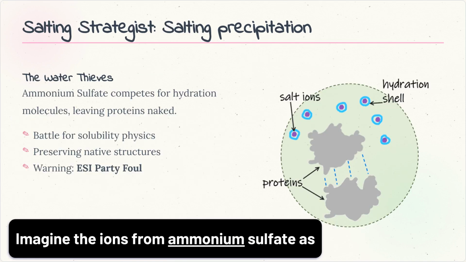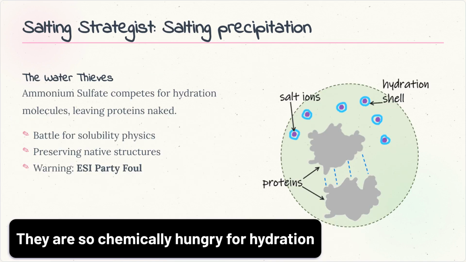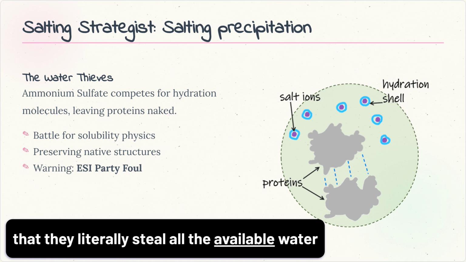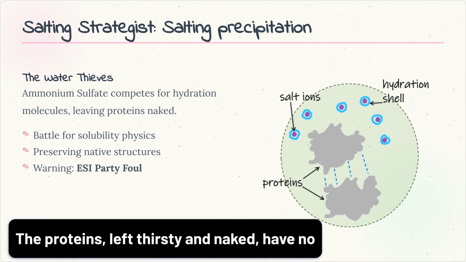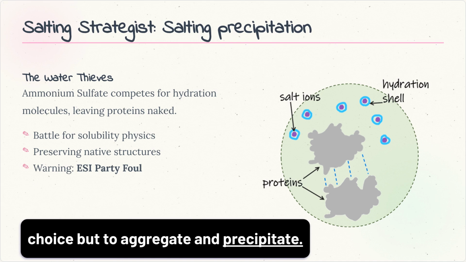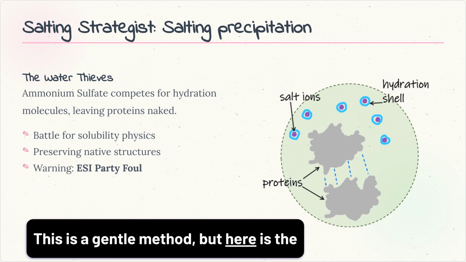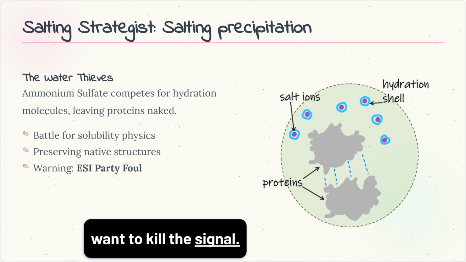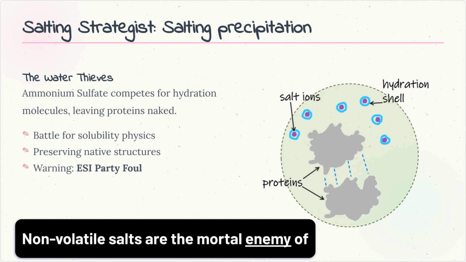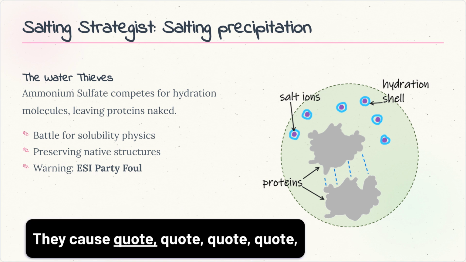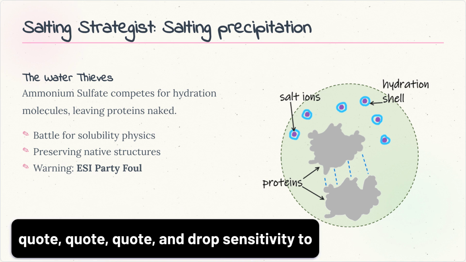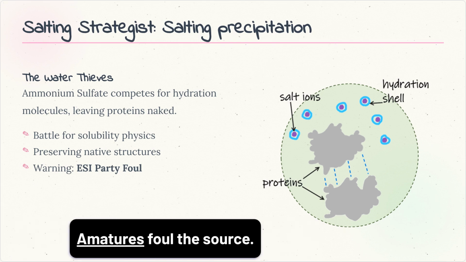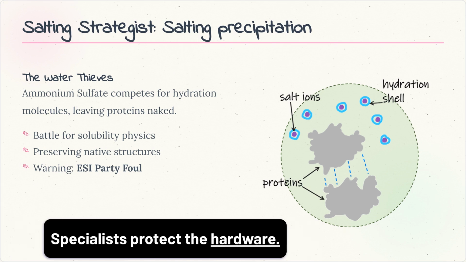Imagine the ions from ammonium sulfate as water thieves. They are so chemically hungry for hydration that they literally steal all the available water molecules away from the proteins. The proteins, left thirsty and naked, have no choice but to aggregate and precipitate. This is a gentle method, but here is the mentor's warning: don't bring salts to an ESI party unless you want to kill the signal. Non-volatile salts are the mortal enemy of your ESI source. They cause ... and drop sensitivity to 0. Amateurs foul the source. Specialists protect the hardware.